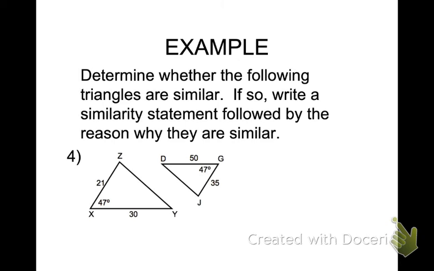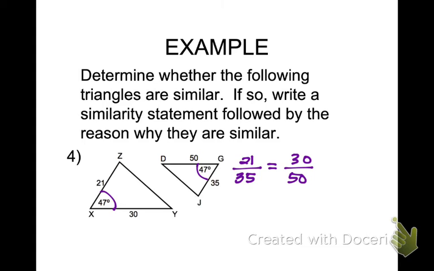Here I do have sides. Here I do have angles. Do I have a side angle side situation happening on both? Yes, I do. Okay, so I have congruent angles. Now let's check our sides. The smallest on the left is 21. Smallest on the right is 35. Largest on the left is 30. Largest on the right is 50. Are those equal to each other?